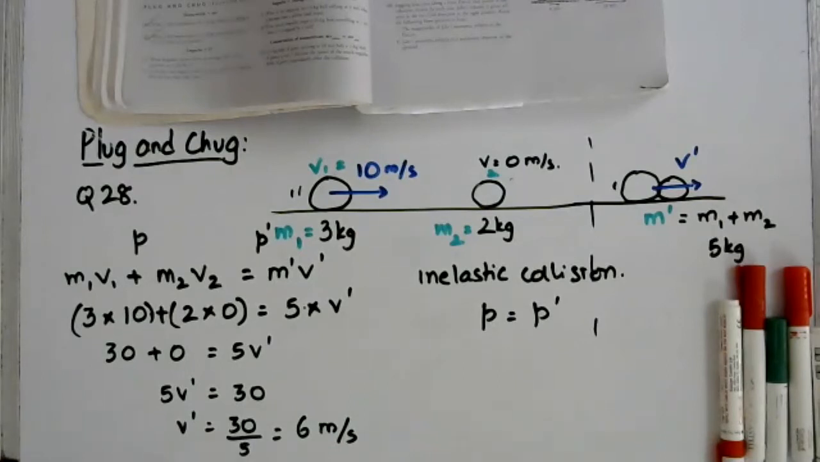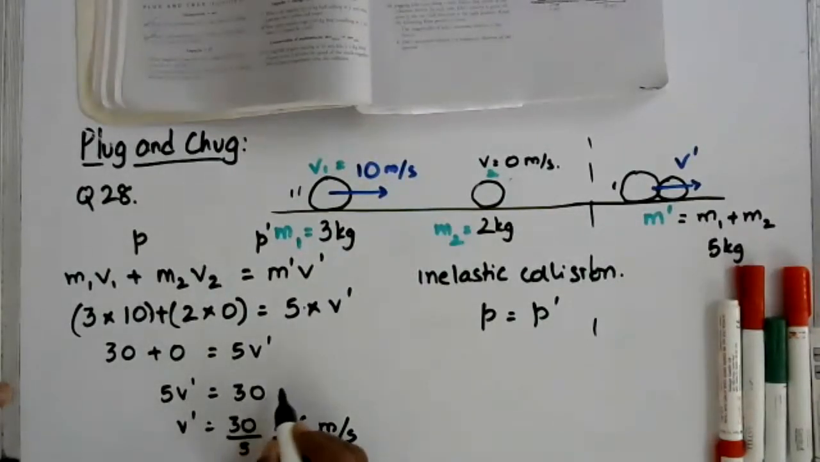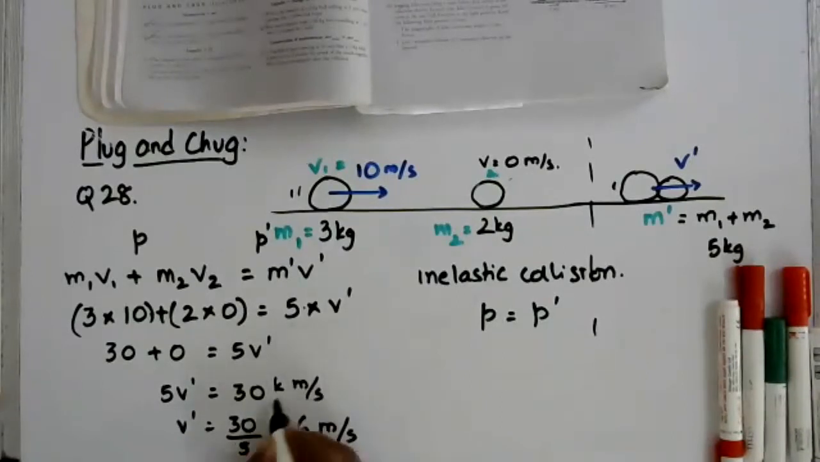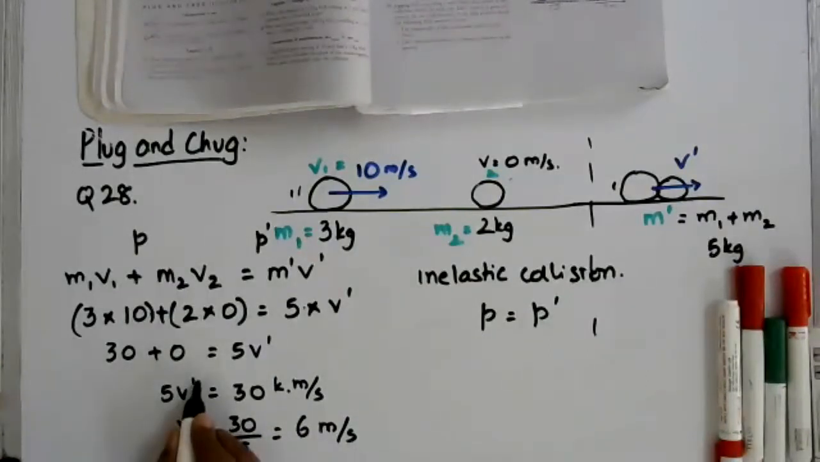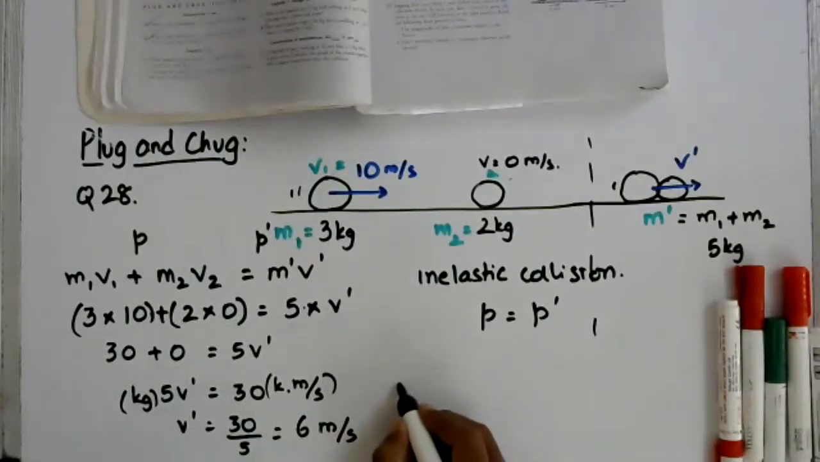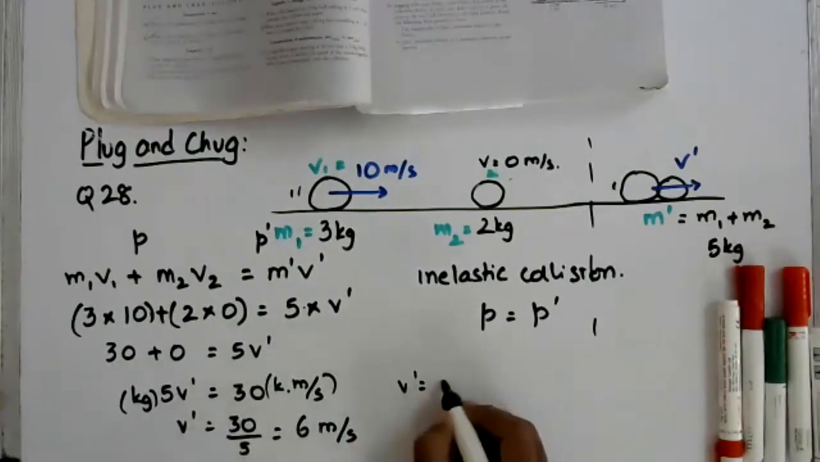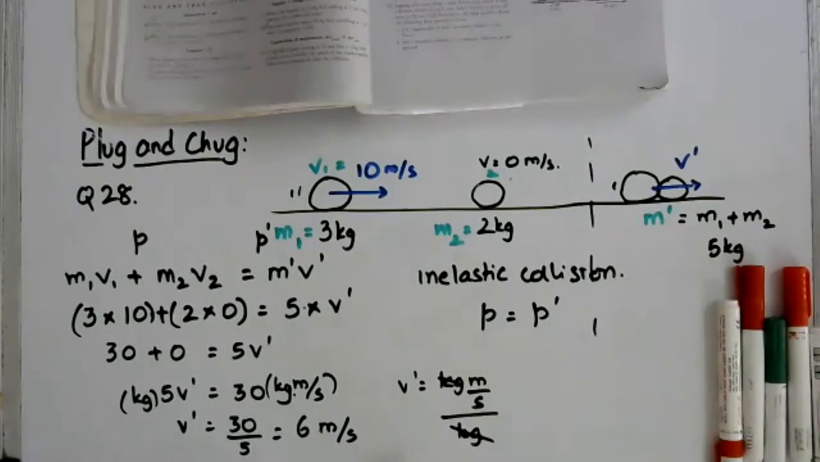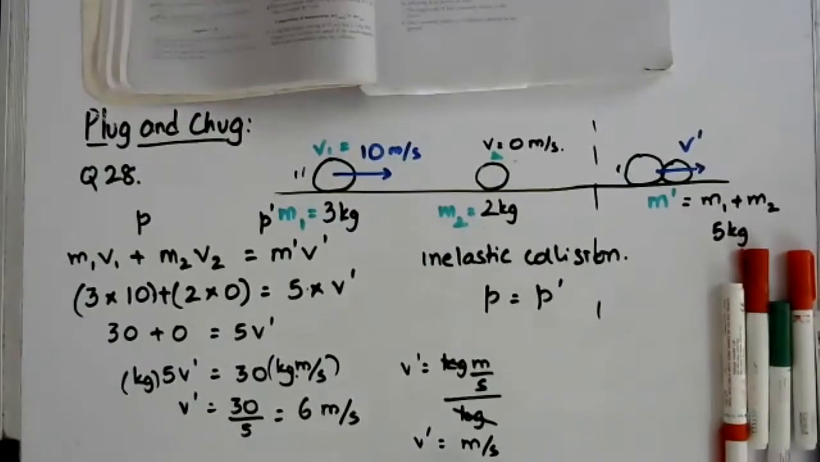Or if you are interested to understand why the answer will always be in meters per second, you can look at it like this. This is momentum, so it will be kg meters per second. And this is 5 V prime, so this 5 is kg. I'm just writing down the units. So V prime is equal to 30, which is kg meters per second, divided by 5, which is kg. So kg and kg divide out, so V prime will come in meters per second. So that is another way in which you can know the units for the answer. I hope that makes it clear.